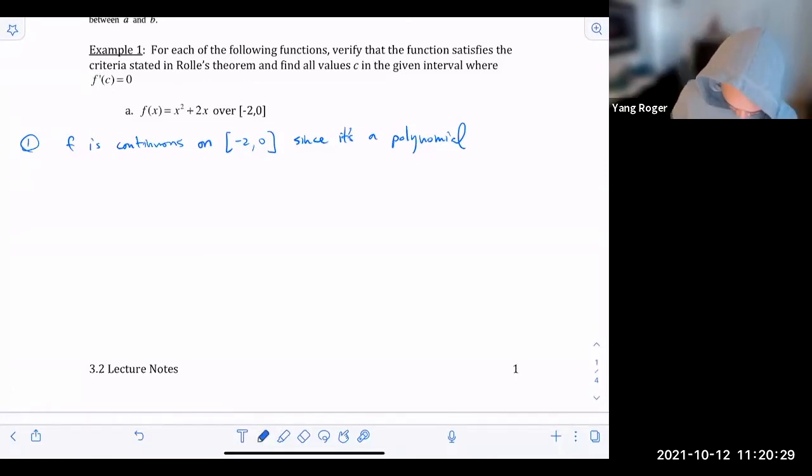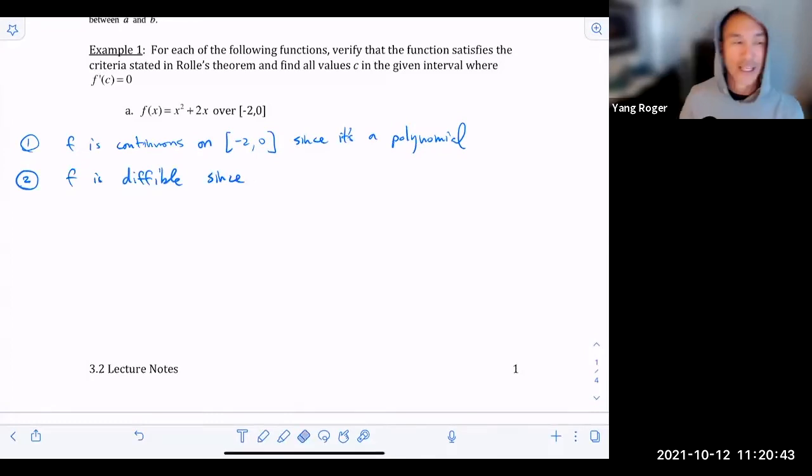Okay, what's the second condition? The second condition is that f is differentiable, which I abbreviate as diffable. How do we know that f is differentiable? Well, do you know what the easiest way to show that a function is differentiable is? Differentiable means it has a derivative, right? So what's the easiest way you could show a function has a derivative?